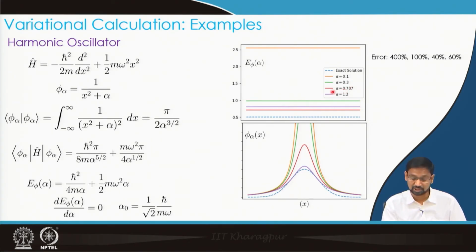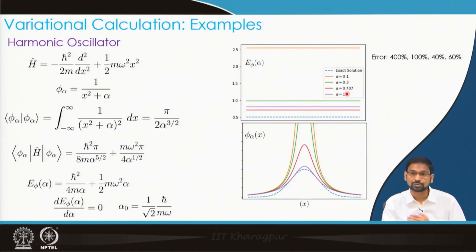When I further increase to the best case scenario, that is 0.707, you see it goes from orange to green to red. So 0.707 gives me the best case scenario in this case, but the best case scenario is 40% off my true energy. True energy is 0.5 omega, and this is about close to 0.7 omega. So I see a significant difference over here corresponding to the true state energy, but at least I see that the energy is coming closer.